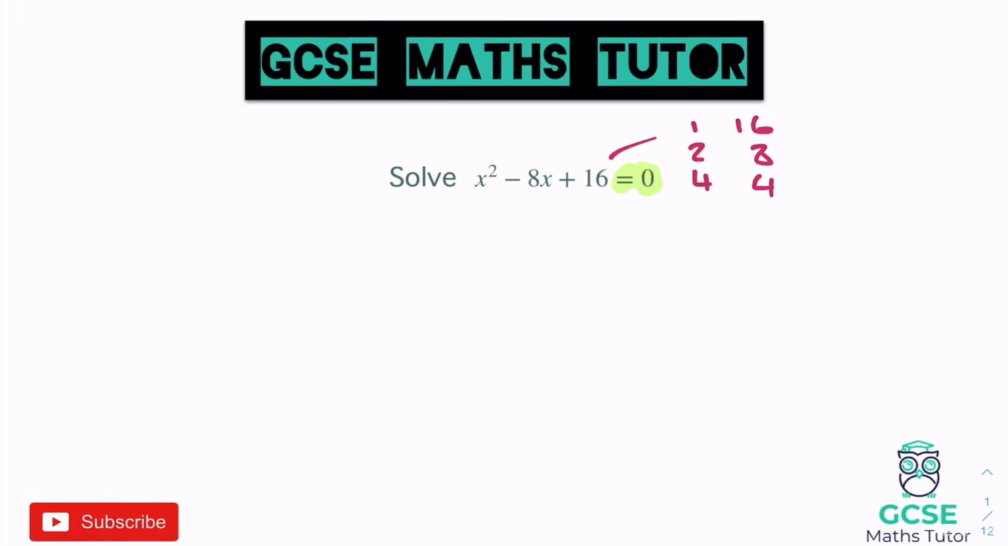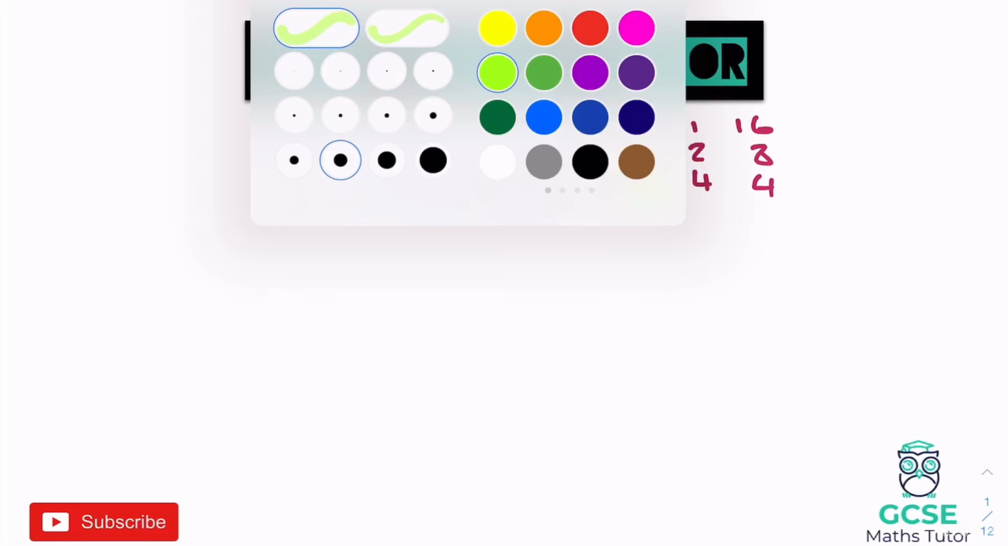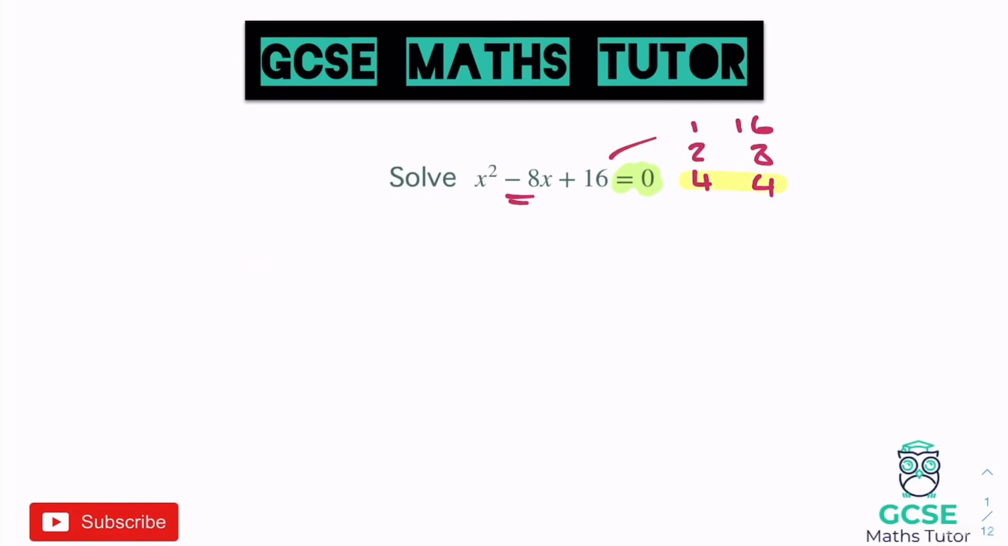Now the number we're trying to make in the middle here this time is negative 8. And if we have a look at our numbers there, 1 and 16 can't make negative 8. Neither can 2 and 8, but 4 and 4 we can make negative 8. We can actually do that by doing negative 4 and negative 4. So in our bracket here we'll have x minus 4, x minus 4. There we go, and that is all equal to 0.